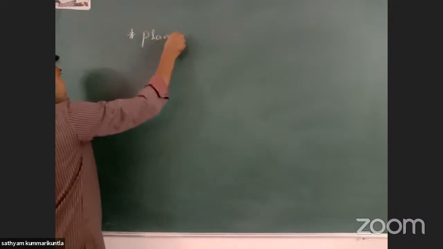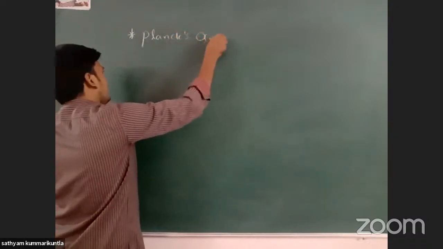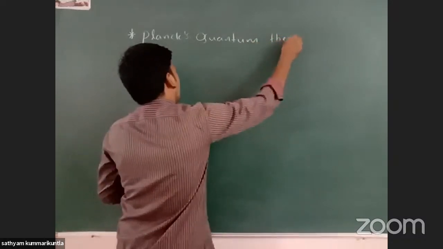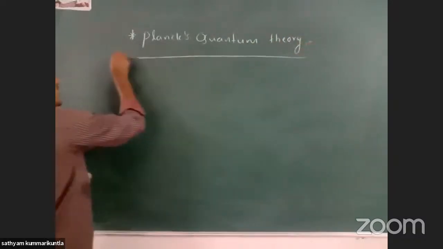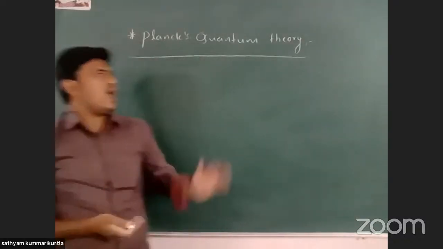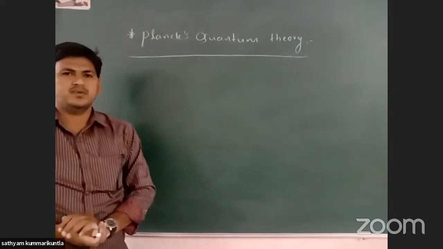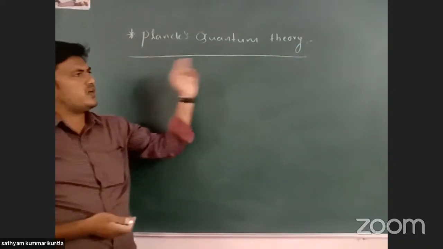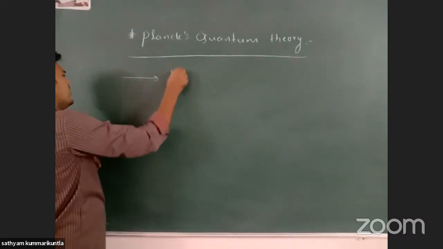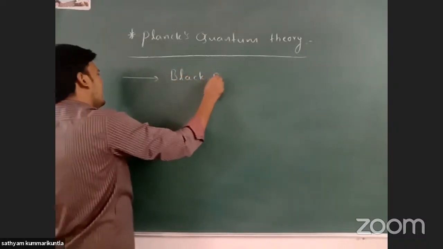In quantum mechanics, the first and very important theory is Planck's quantum theory. Planck is the scientist's name. Planck's quantum theory explains the black body radiation.